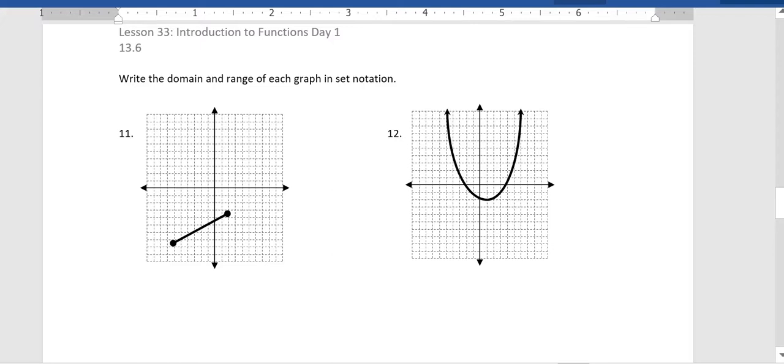Now when I made these graphs, I was pretty creative. I know sometimes it's annoying how creative this one was, but I wanted to make sure we looked at everything possible. Okay, so in picture 11, we see that we have kind of this segment, and it's got a black dot on each end. A black dot on each end is significant. It does not mean the line continues forever. The line has stopping and starting points.